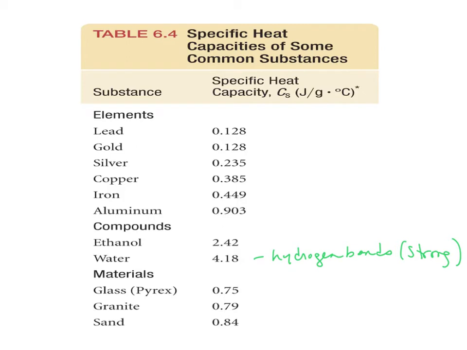Metals, on the other hand, we have 0.1, 0.2, 0.3, 0.4 joules. So big difference there. And also you have sand, that's interesting, 0.84, granite, 0.79, and glass too.